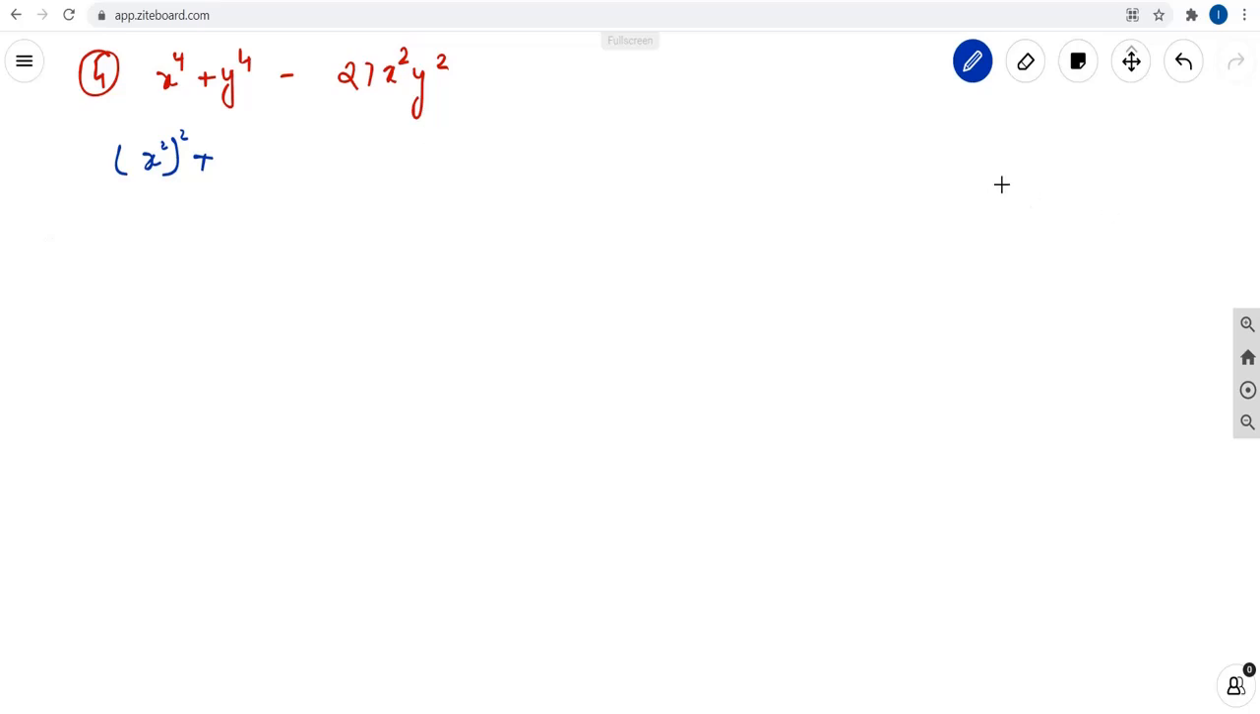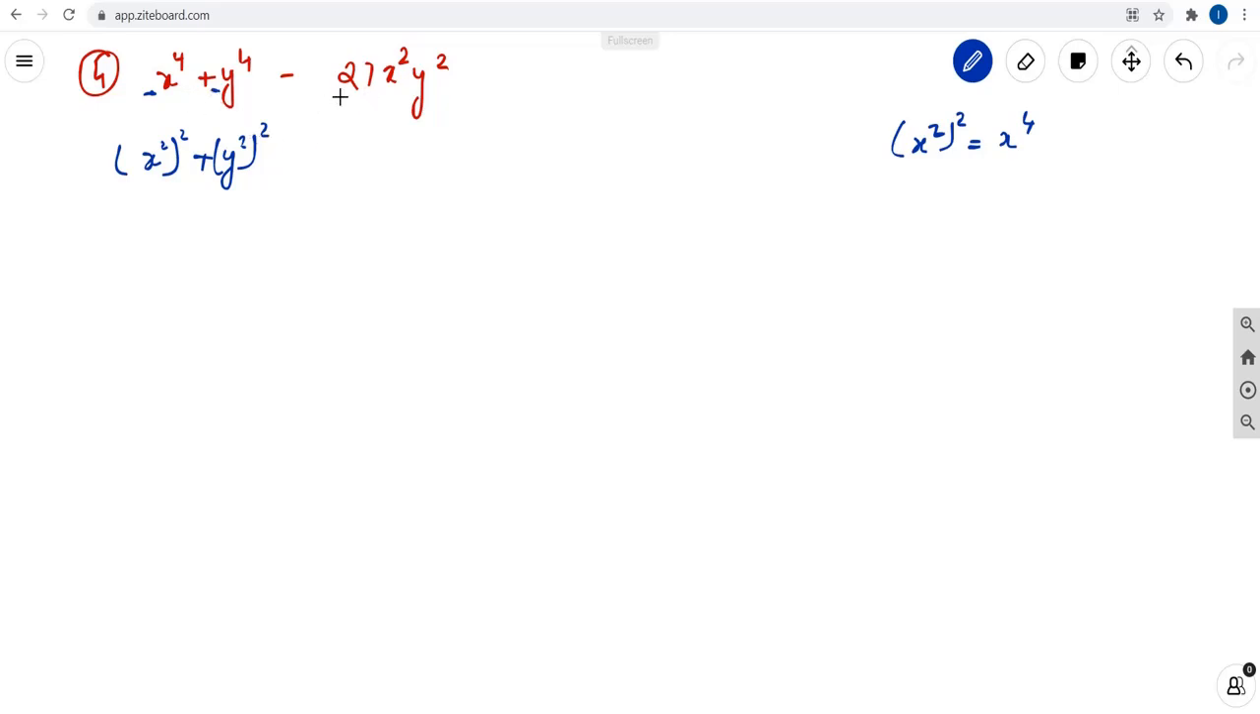Plus, because (x square) to the power of square is nothing but x to the power of 4, since 2 twos are 4. That's what I have written here. This becomes (y square) to the power of square. Now what can I write for 27? I want minus, because here also the coefficient is nothing. That means you are going to get the AB term as 2 into x square into y square.